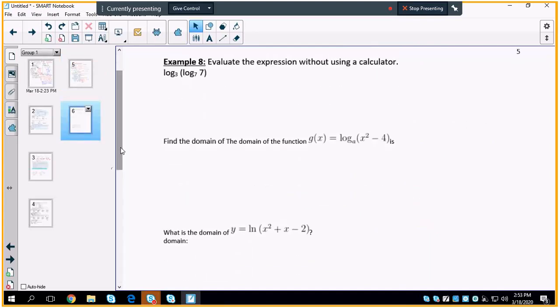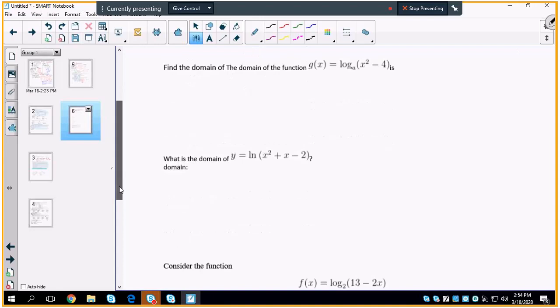Evaluate the expression without using a calculator. So I'm trying to find the log of log of 7 to the base 7, to the base 3. So let's do the inside first. The base and the argument, or the input, are the same, so that value must be 1. So we get log of 1 to the base 3. But if I'm taking the log of 1, it doesn't matter what the base is, the answer is always 0, and you're done.